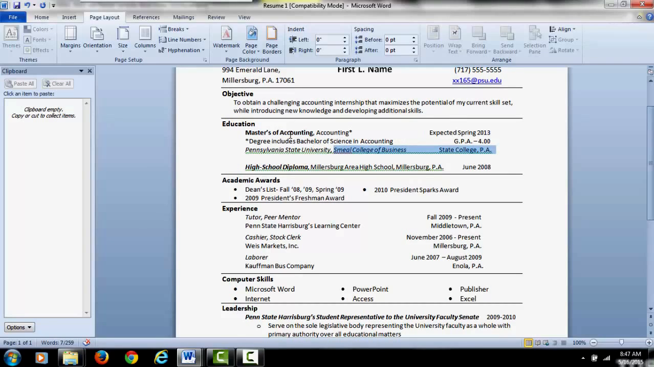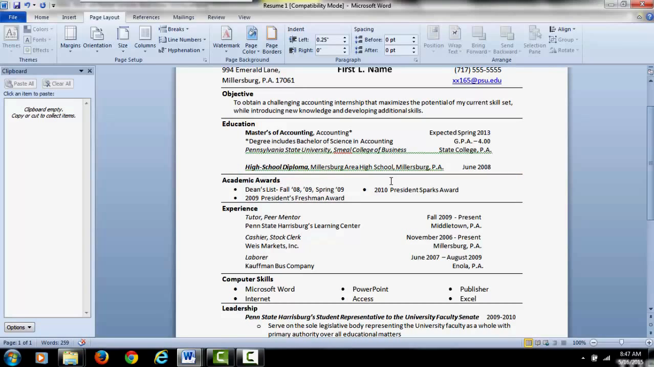Okay, they're doing that instead of the university. So that's a different way you can handle that. They have academic awards here. They, however, don't really list where they got them. So that's something where you do want to put some location.